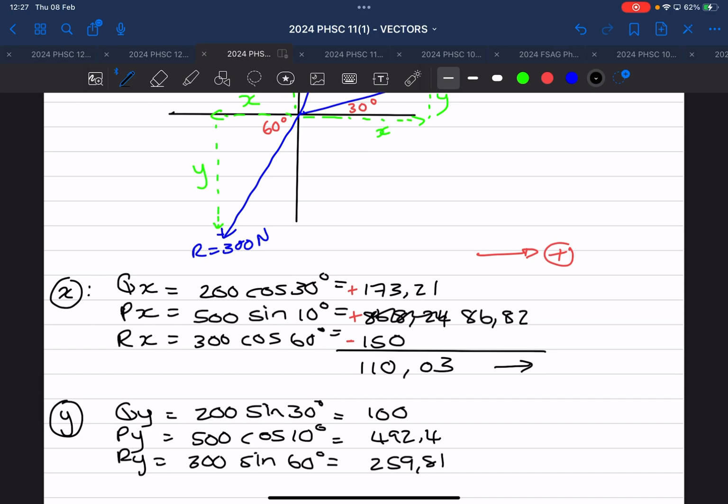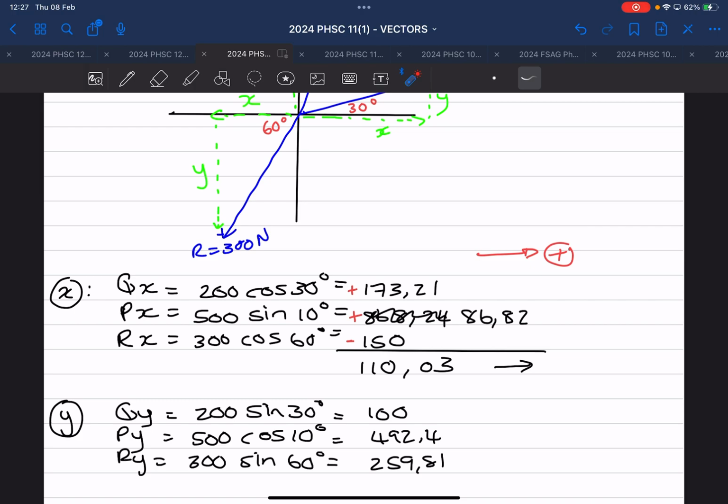If you do not have the plus or the minus, it's wrong. But if you don't show the direction there, it's not wrong yet. If you don't apply it, it might be wrong later.